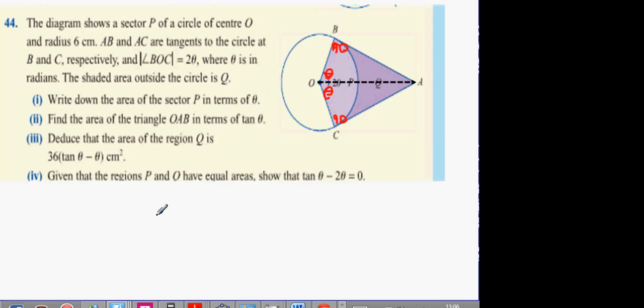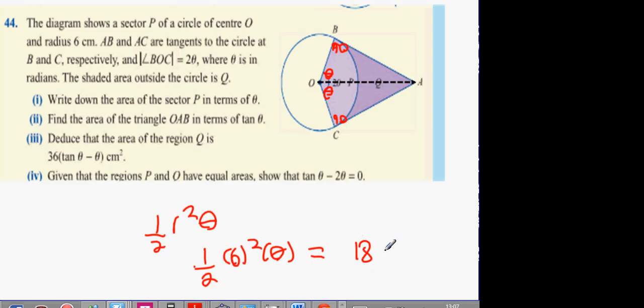So what's it going to be? It's going to be a half r squared theta, which is going to be, what's r? 6. It's going to be a half 6 squared theta, which is, what's it? 18 theta? Oh, sorry guys, it's not theta, it's 2 theta. Why is it 2 theta? It's the full angle. Okay, which is 36 theta.